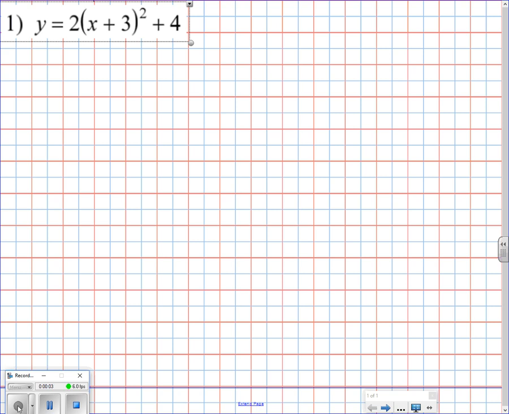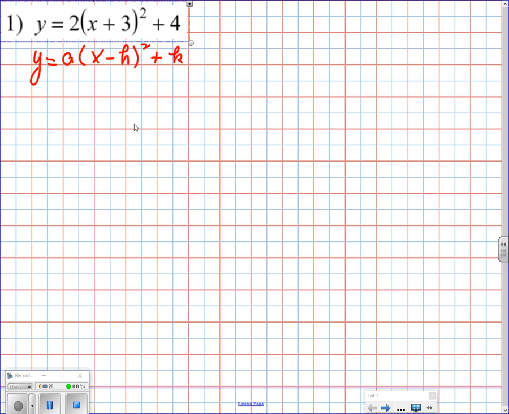Okay, we're graphing quadratics. And when you graph quadratics, you want to use this equation: y is equal to a times the quantity x minus h, squared, plus k.